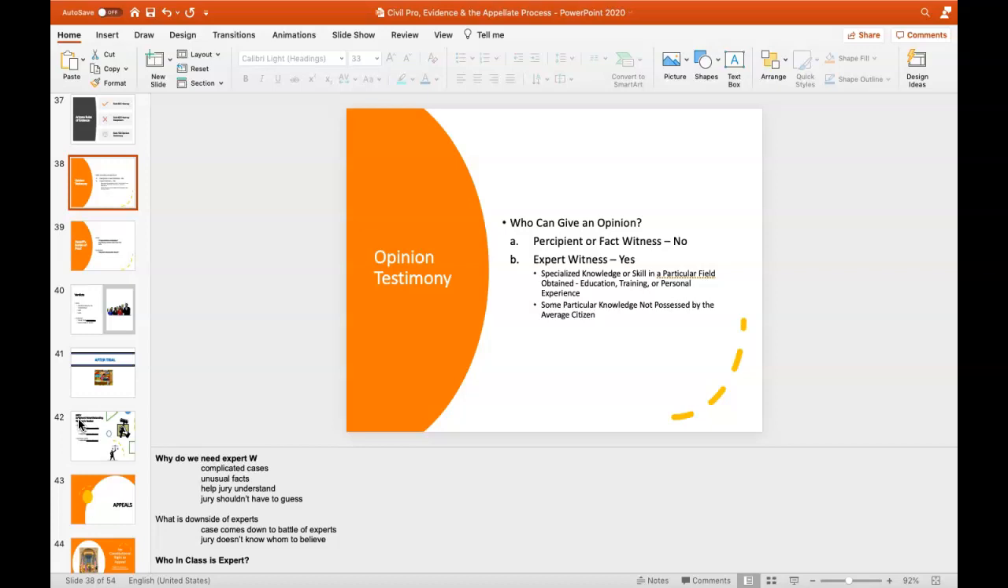Why do we need expert witnesses? Well, experts help the jury understand complex cases or cases with unusual facts. Experts give their opinion as to what occurred, so the jury can choose to believe or not believe the experts and sometimes not have to make their own guesses. The downside of experts is that oftentimes the case comes down to a battle of the experts, and the jury just does not know who to believe.